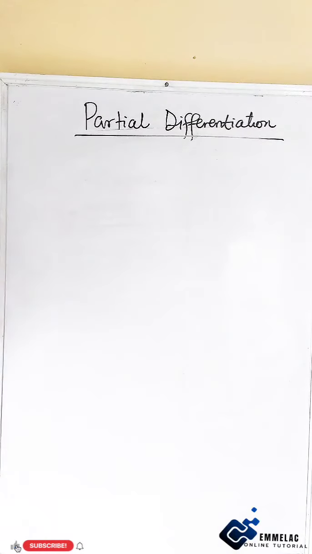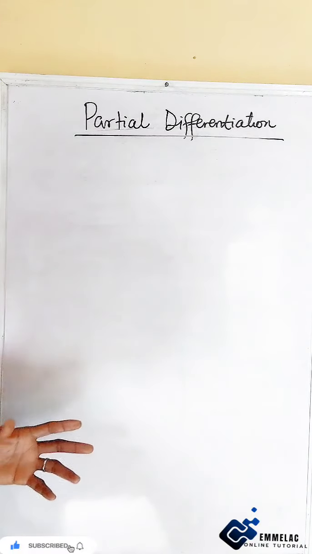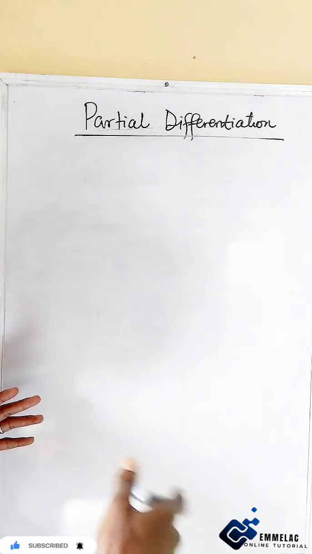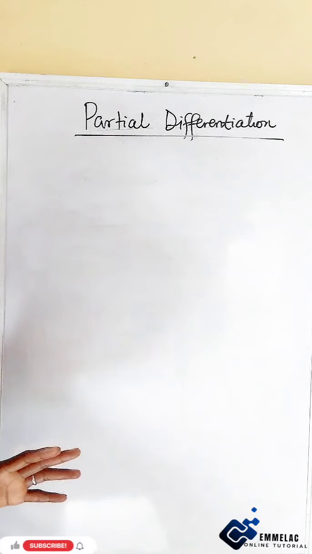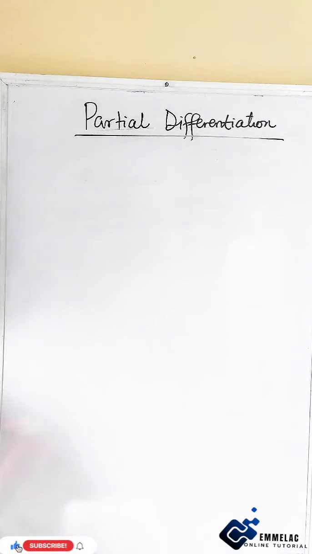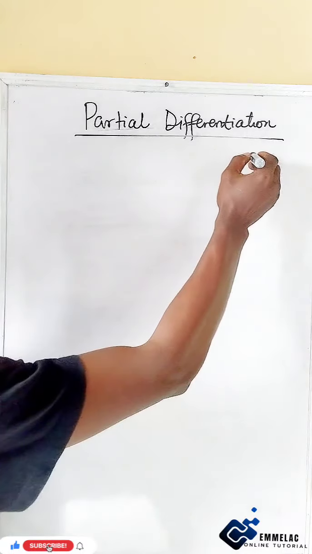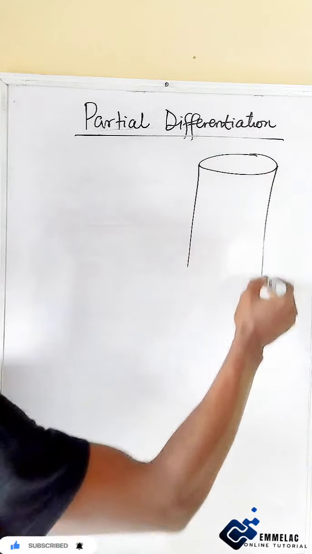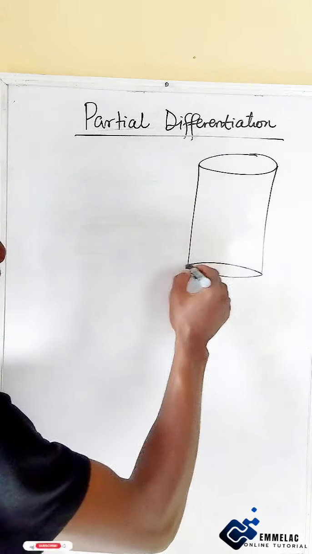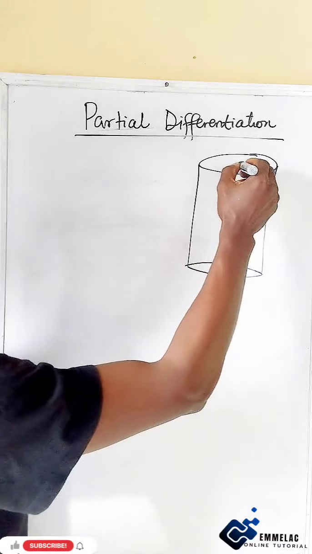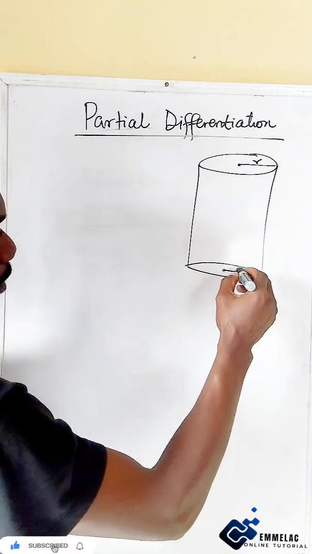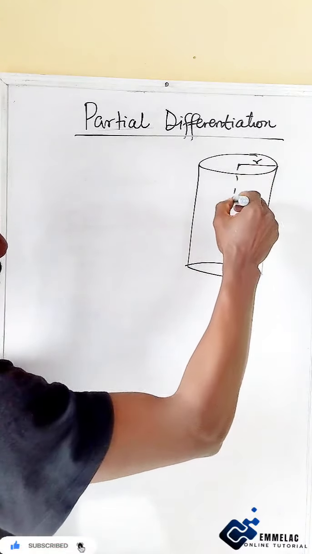Before us is this topic, partial differentiation. Now, partial differentiation is just the derivative between two variables while other variables are kept constant. For instance, let me make use of a cylinder as an example. Here is the radius, which is the same both top and bottom. Now the height.